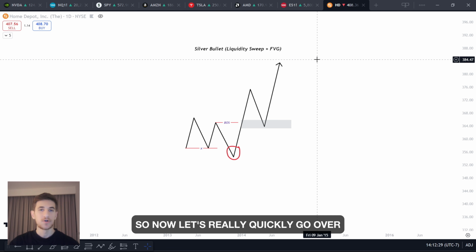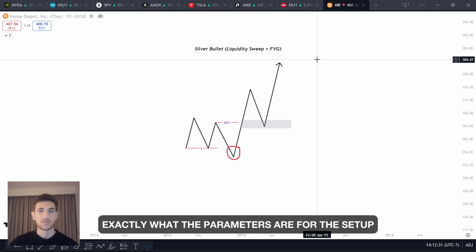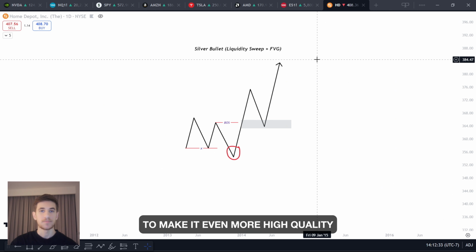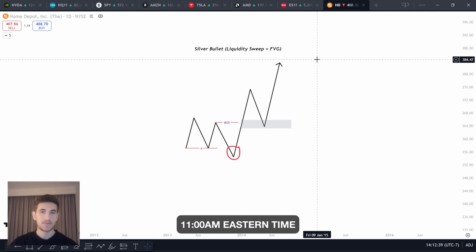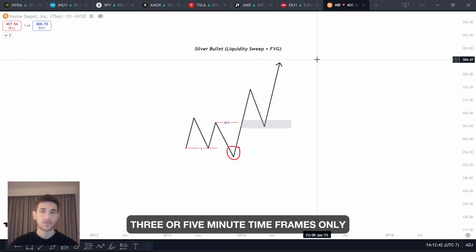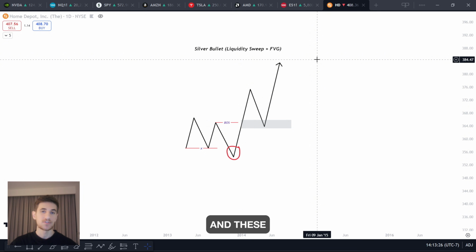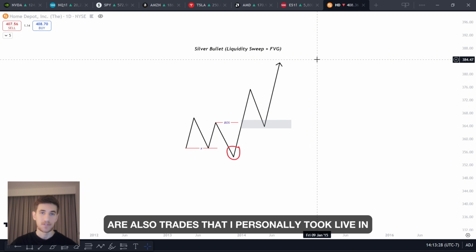So now let's really quickly go over exactly what the parameters are for this setup to make it even more high quality. So we're only going to be trading this setup from 9:30 a.m. to 11 a.m. Eastern time. And we're going to be trading it on the 1, 3, or 5 minute time frames only. So if you see a setup that has a liquidity sweep and a fair value gap, and it also falls within those time frames, you're going to find a very high quality trade that will give you a very low risk, high reward trade. So with that being said, now let's take a look at some real examples in the live market. And these are also trades that I personally took live in the market as well.